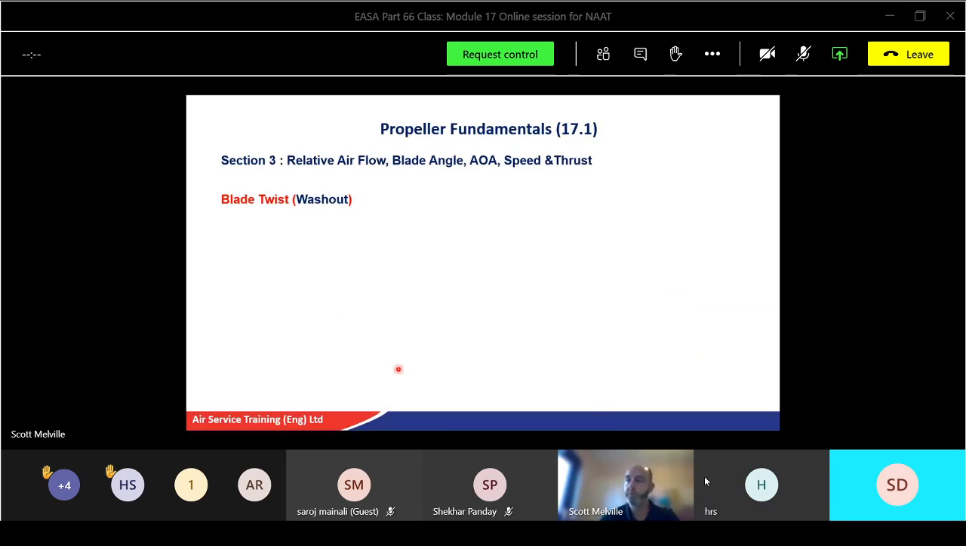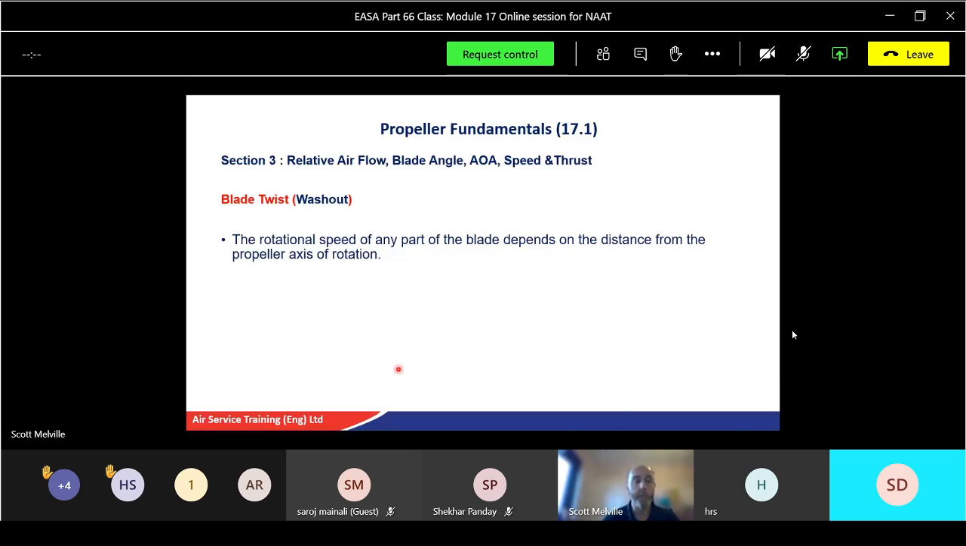Twist, as it sounds. The rotational speed of any part of the blade depends on the distance from the propeller axis of rotation. Now, we need to have blade twist or washout. In the early days of propeller manufacturing, they were just planks of wood set at one angle on both sides of the hub. No twisting of the blade, no washout. So yes, they could move air backwards, but not very efficiently.